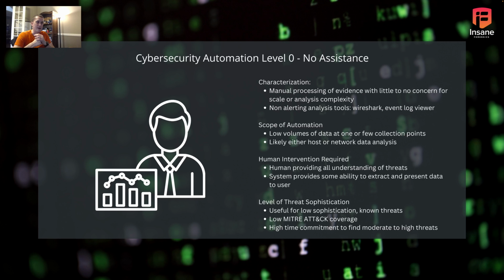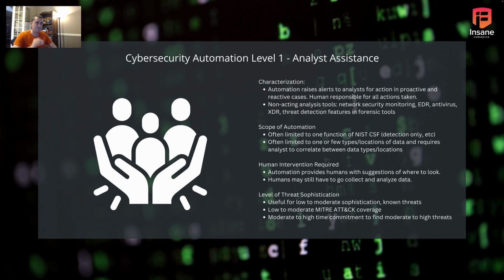The system might provide some ability to extract and present data, but the human's the one that it's all going to rest on here. Threat sophistication, this might work well for low sophistication known threats. You know what you're looking for. You might have some experience. Some might be heuristic based on it, the hairs on the back of your neck. Generally, your MITRE ATT&CK coverage is going to be low. It's going to be based on availability bias and just how you think and approach the problems and your stuff. And it's going to be a high time commitment to probably find moderate to high threats in here.